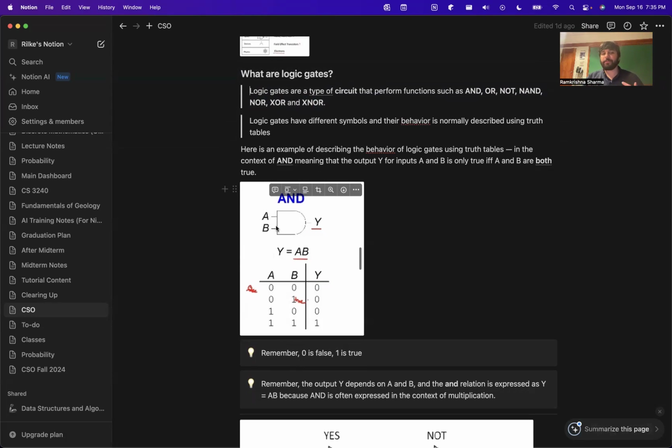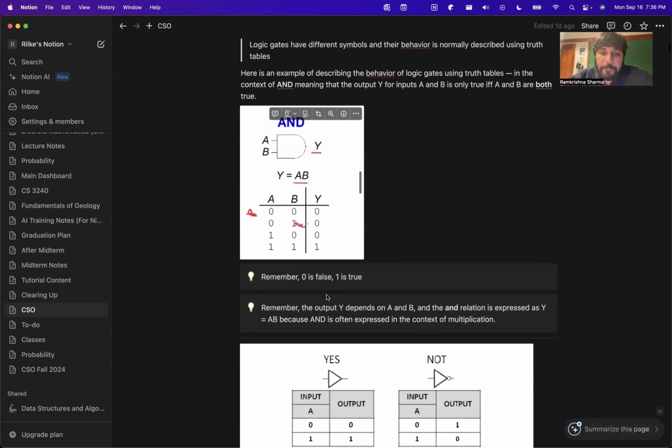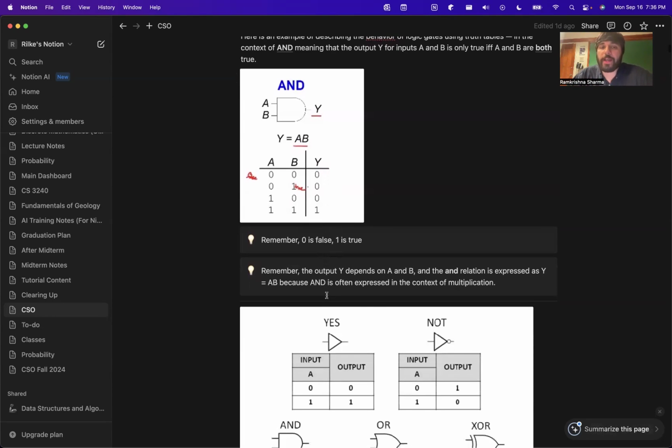So if you can imagine if A and B were both zero, well, then your Y output would be zero. In truth tables in general, when you're looking at an AND function or a relationship between two things, you're only true when both are true. And so zero in this case represents false. So if both are false, in other words, both are zero, well, then Y is zero. And if you have any combination of zero and one, you have zero and one, that's zero, one and zero, that's zero.